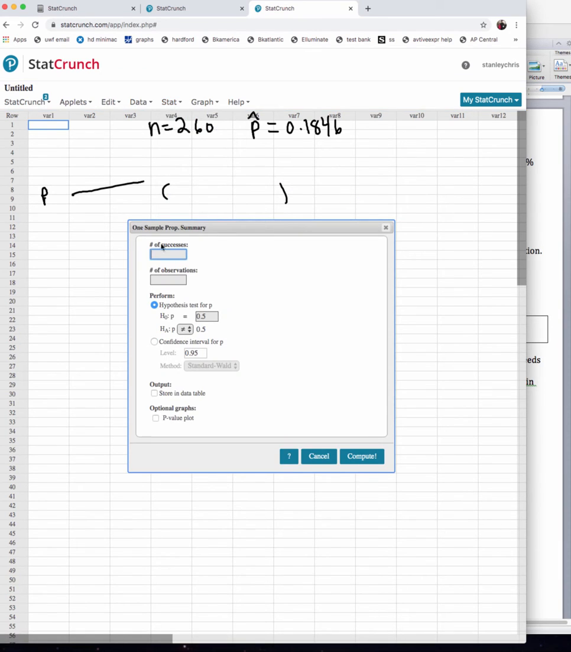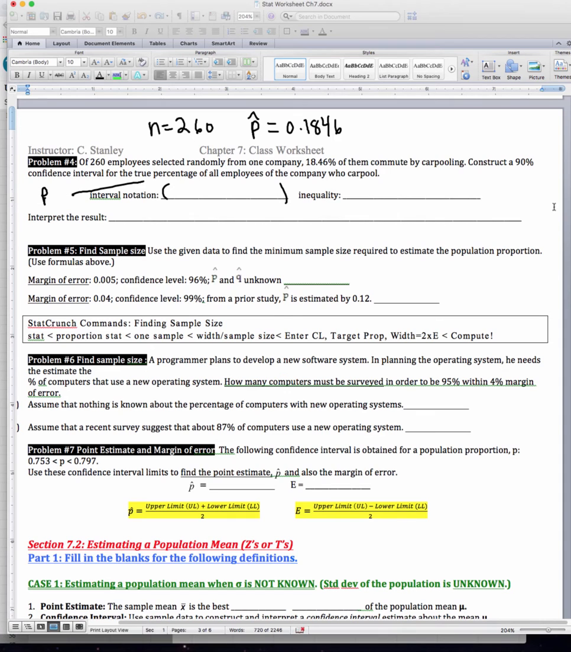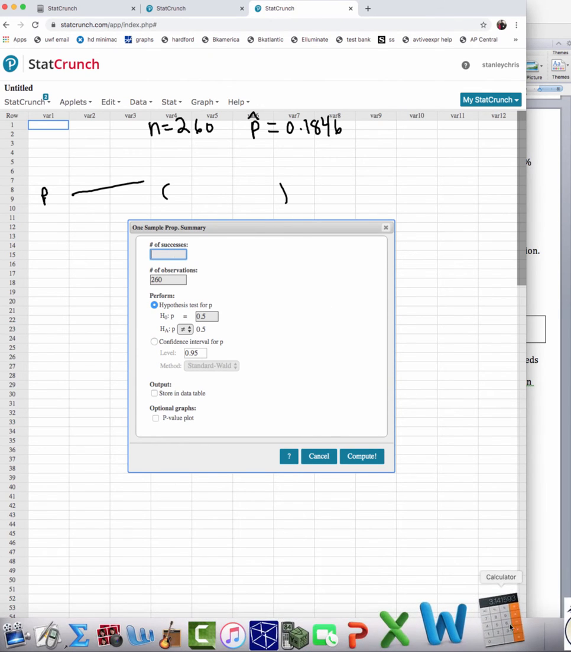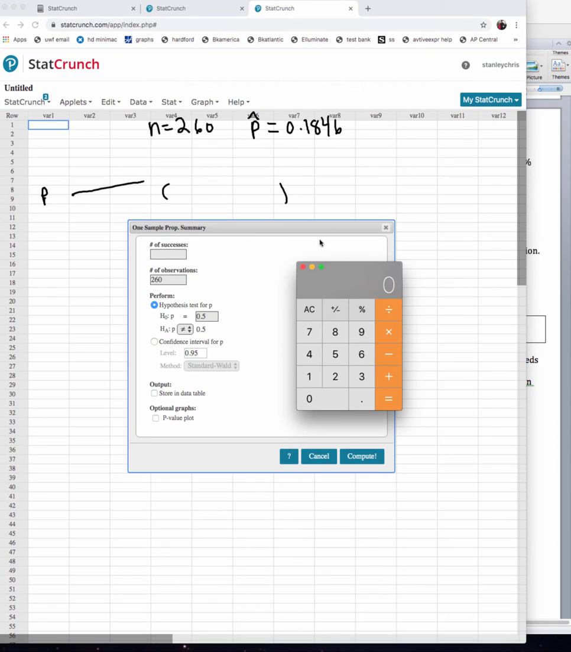Same thing. Well, they say number of observations. That's pretty easy because they asked 260. Now they say, how many successes? If you look back at the problem, they never tell us the number of successes. They gave us a percentage of successes, but not how many. So we have to convert that decimal into a number. We need to find 18.46% of 260.